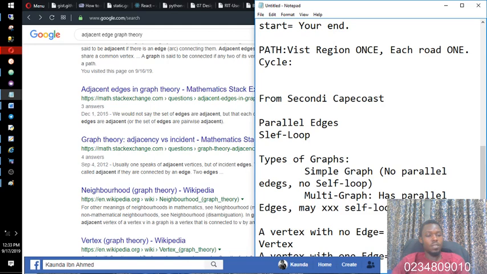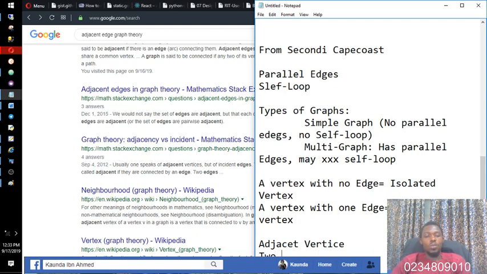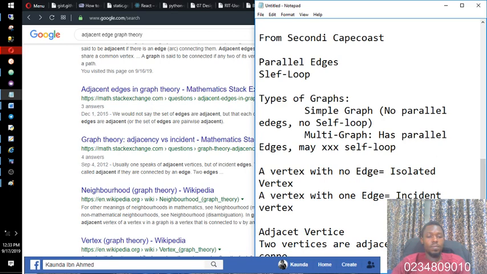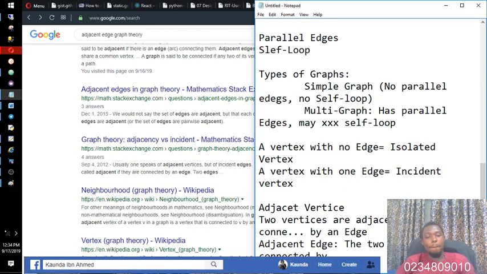Then we have adjacent vertices. So two vertices are adjacent if both are connected, that is, the vertices are connected by an edge. And then adjacent edges: two edges are connected by a vertice.